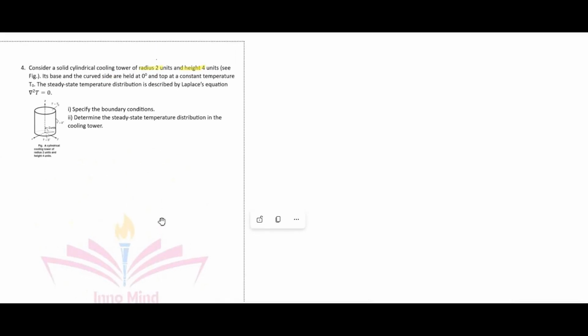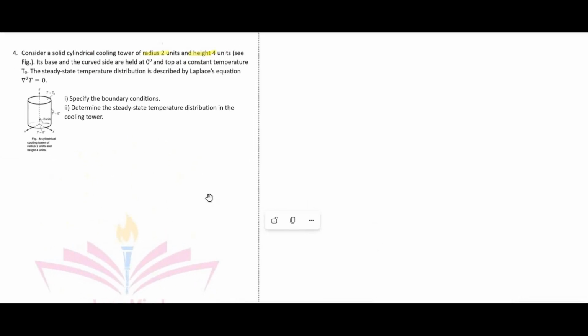So let us understand this first. The top is maintained at a constant temperature T0, whereas the base as well as the curved sides are held at 0 degrees Celsius. Now the steady state temperature distribution is described by Laplace's equation, del square T equal to 0. This is given to us, and we have to solve it to find the steady state temperature distribution.